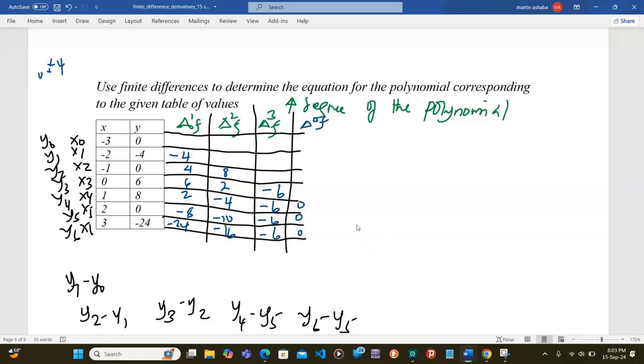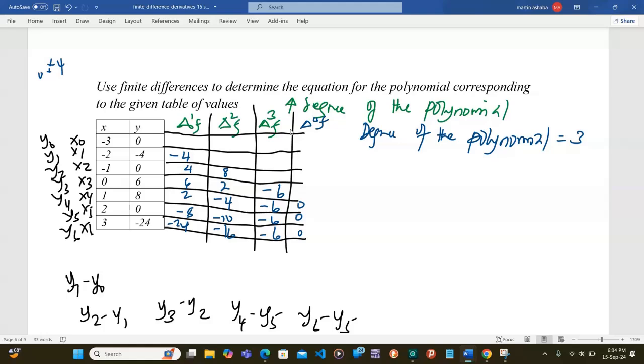So to determine the degree of the polynomial, I would look at my differences. Which of the four gives me a constant value? It is the one of finite difference 3. So that would tell me that the degree of the polynomial is 3.